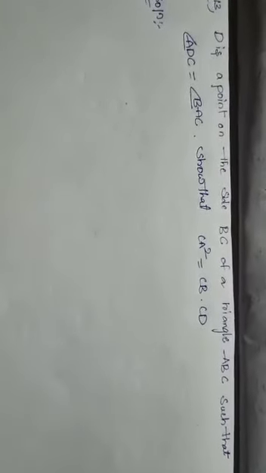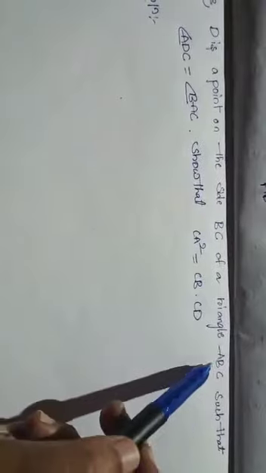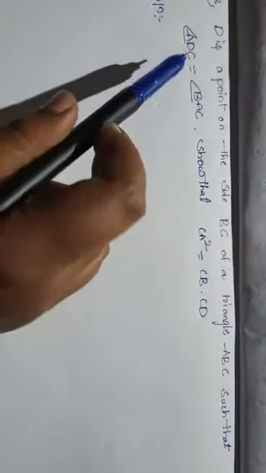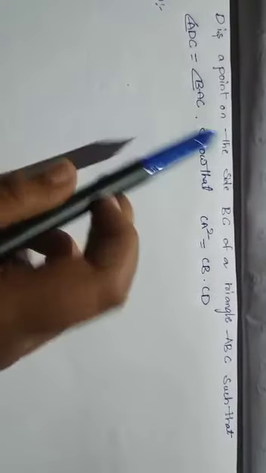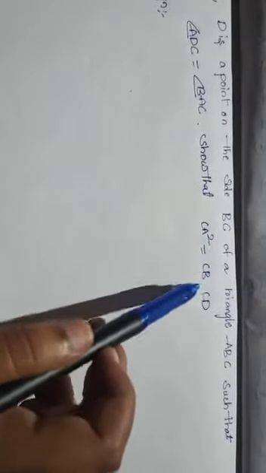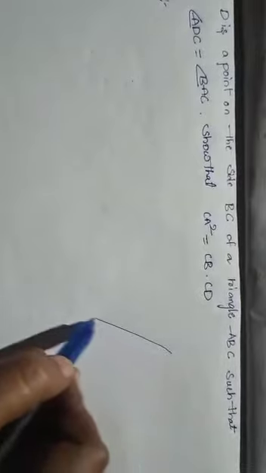Next example. D is a point on the side BC of a triangle ABC such that angle ADC equals angle BAC. Show that CA square equals CB into CD. Okay, first, let's draw triangle ABC.